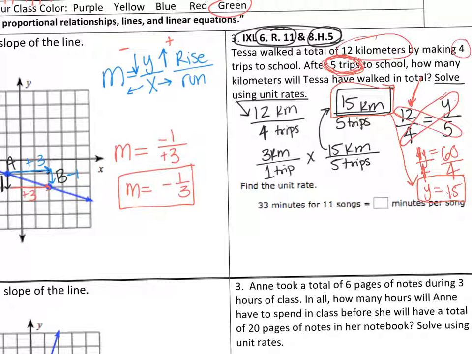Now the next question is probably going to be easy for all of you. You're probably going to be able to do it using mental math. So if you listen to 11 songs in 33 minutes, how many minutes are you using per song? What you would do is you would divide 33 by 11, and you would find that that's 3 minutes per song. When you're finding unit rates, it's just division. So 3 minutes per song.